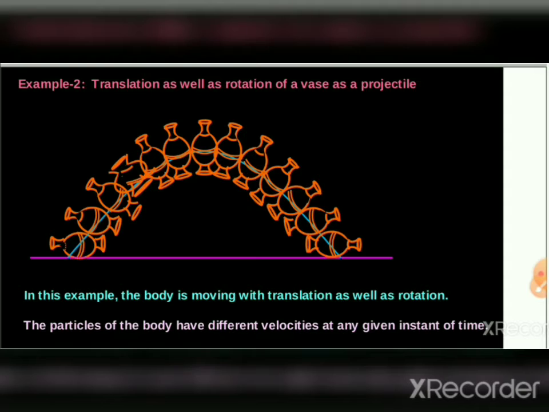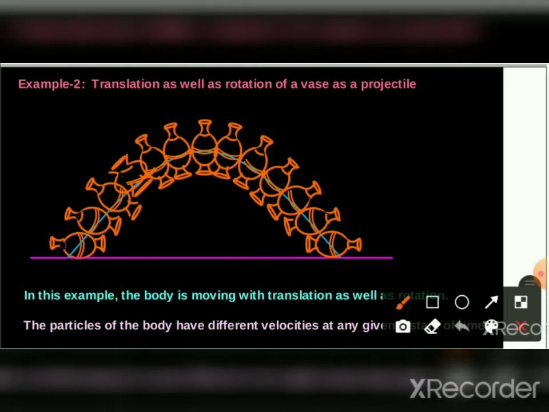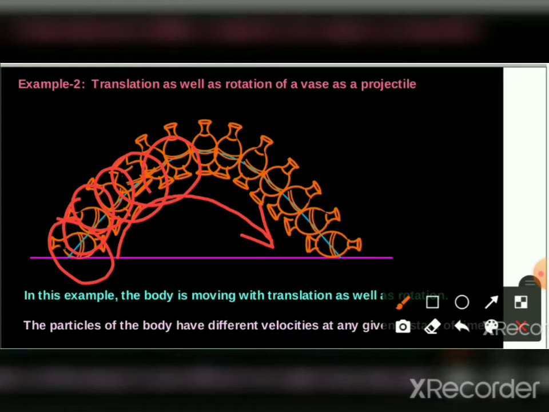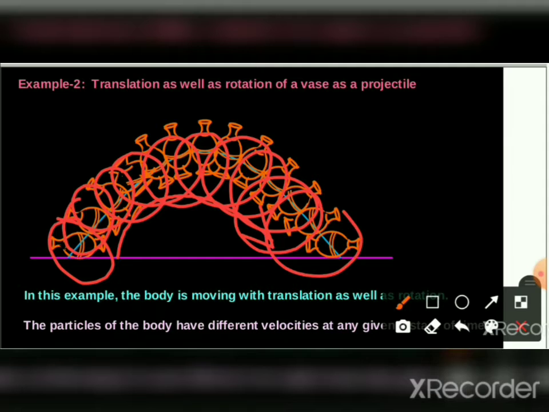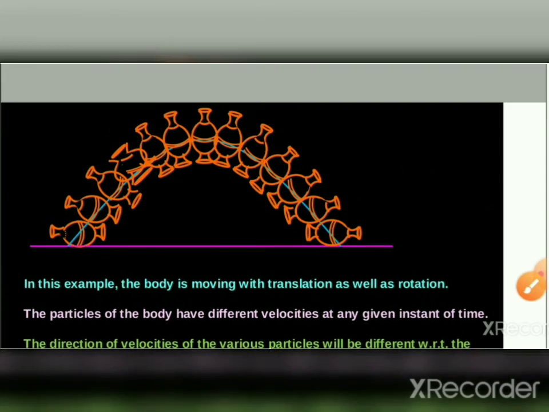Now here you can see another example that there is a translation motion as well as the rotational motion. You can see in that example a body moving with translation as well as rotation, a particle body having a different velocity at a different time. Here what will be the velocity? It will change, because it is also having rotational motion. It's not only a translation motion here.